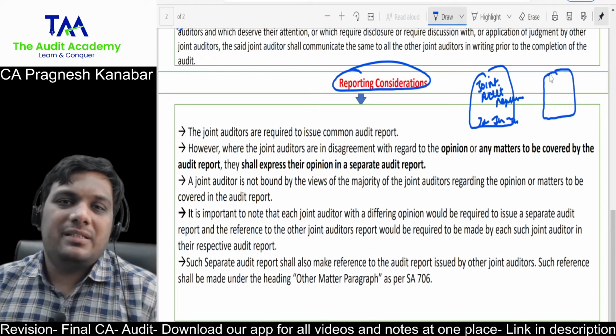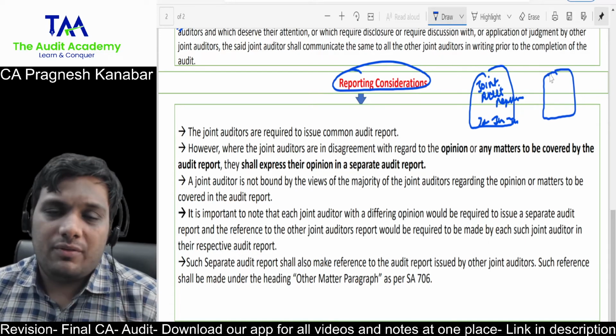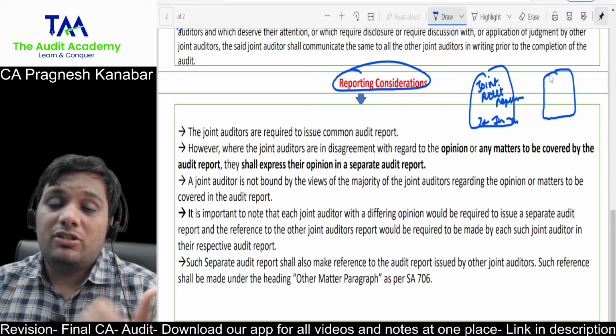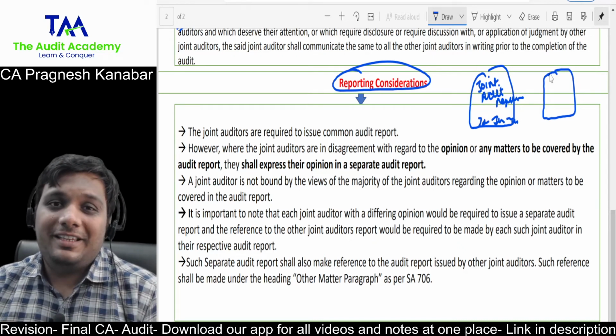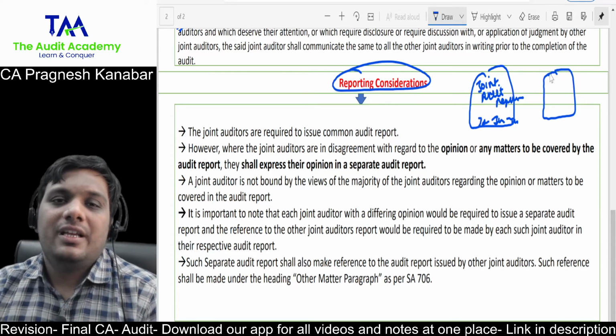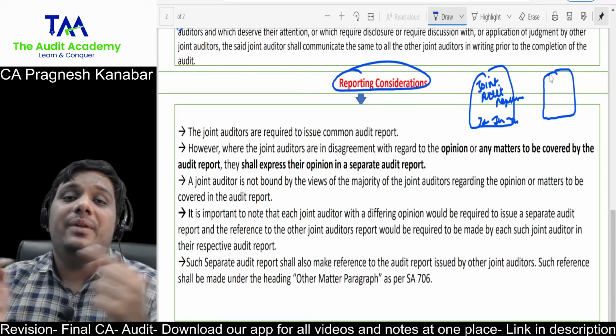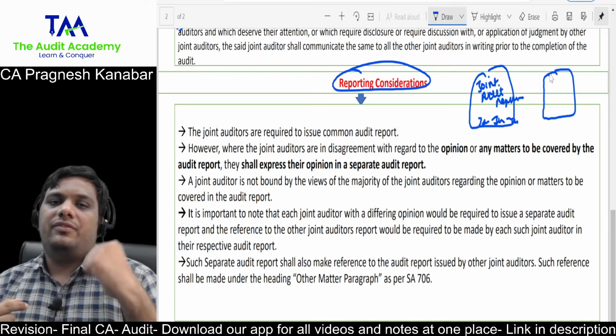Basically, we will have to develop separate audit reports, and I will report whatever I want to report, you will report whatever you want to report. However, the readers of the audit report should come to know that there are 2 separate audit reports given by the joint auditors. The readers should come to know about this. So there will be a cross reference given. I will give a cross reference to your report. You give a cross reference to my report.